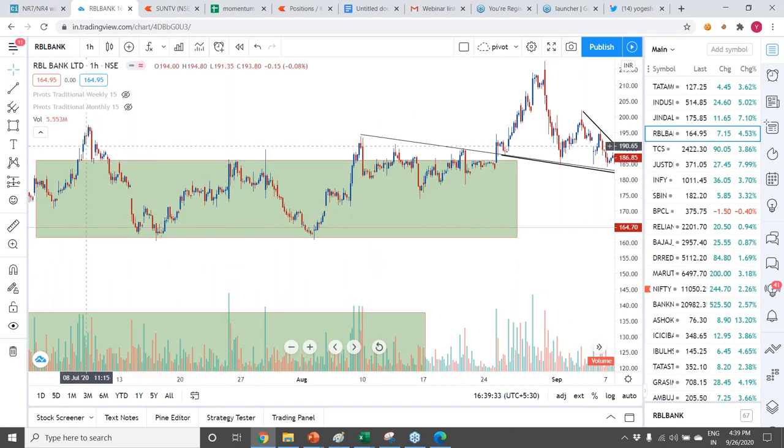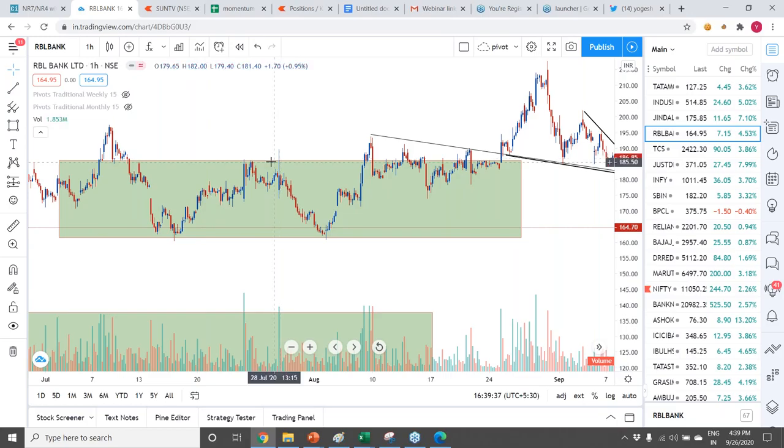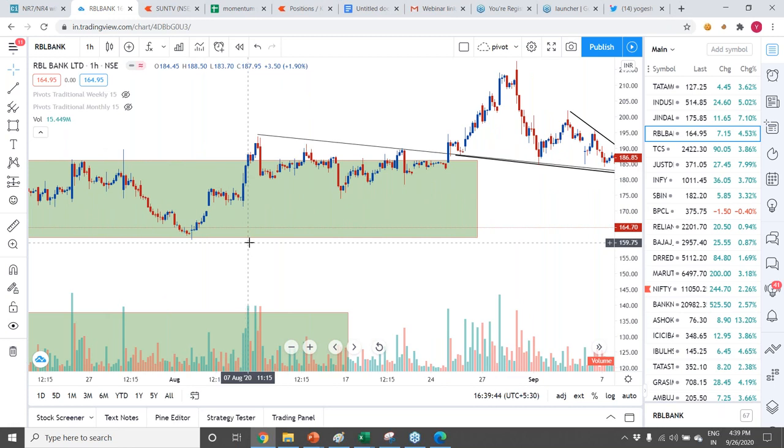Yeah. Can you see a rectangle forming? These two lows and these two highs. Now this gave a breakout here. Now see volumes. Volumes are also decent in the last 3 candles. And it gave follow up also.